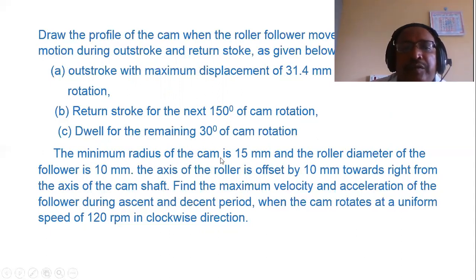And the minimum radius of the cam is given, it is 15 millimeter. Roller diameter of the follower is 10 mm, and the axis of the roller is offset by 10 mm towards the right from the axis of the camshaft. For this data, it is required to find out the maximum velocity and acceleration during both ascent and descent period. And the cam is rotated with a uniform speed of 120 RPM in the clockwise direction.